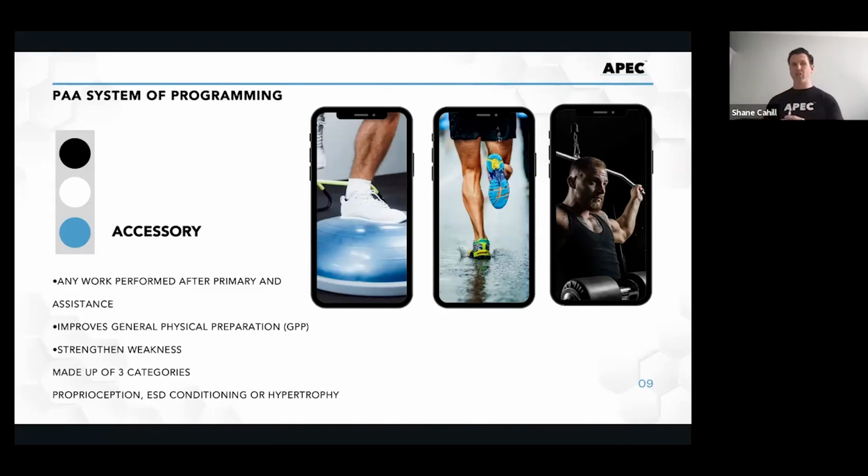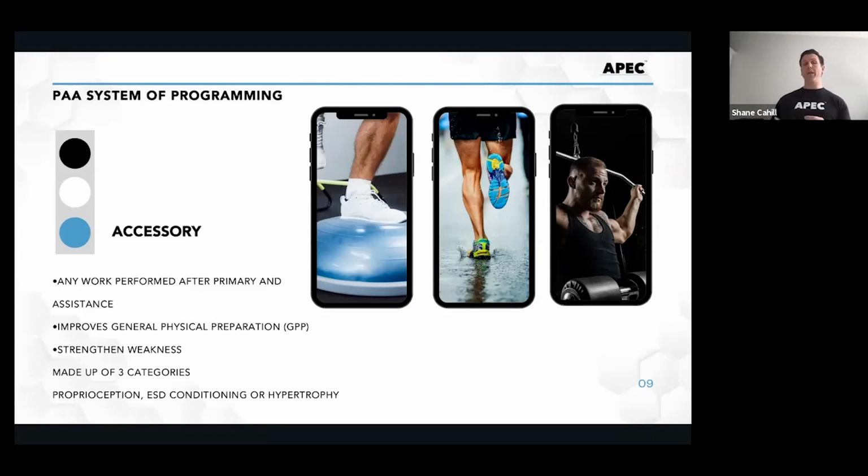The second section of the accessory part of the program is energy system development or conditioning. So if a goal of your client is to reduce body fat, this is a great opportunity for you to give them some energy system development. At the end of the program, when they're depleted of glycogen at the end of the training session, they can jump on a bike, a row, or a treadmill, a 10, 15-minute hit at the end of the session. It works wonders in terms of energy, some conditioning at the end of the program.